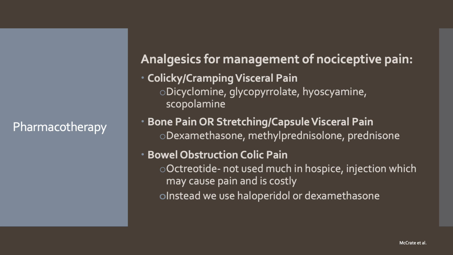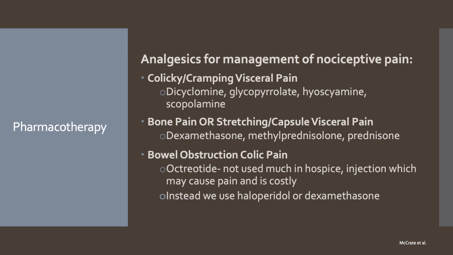In this next slide, I wanted to continue discussing the analgesics for management of nociceptive pain, but in just more specific settings. So the first bullet point talks about colicky, cramping, visceral pain. So medications good in that setting typically are dicyclomine, glycopyrrolate, hyoscyamine, and scopolamine. The second bullet point is for bone pain or stretching or capsule visceral pain. Medications that typically work well for that are dexamethasone in general, methylprednisolone, and prednisone are also options.